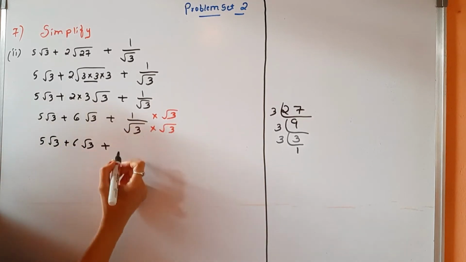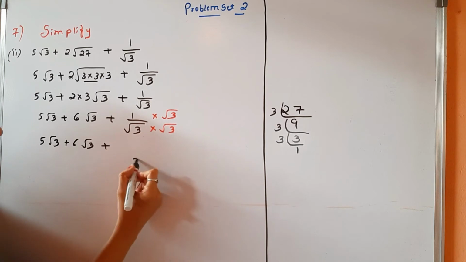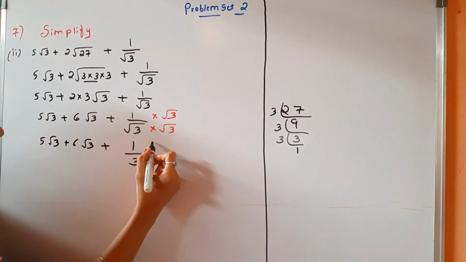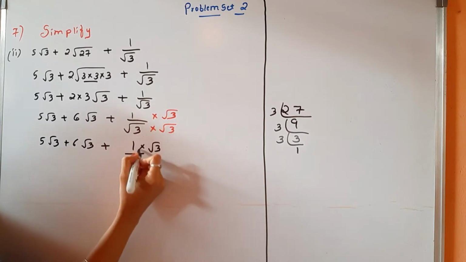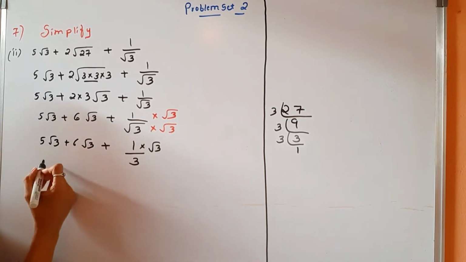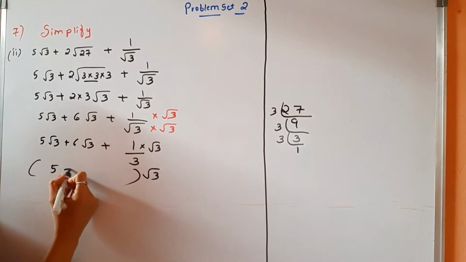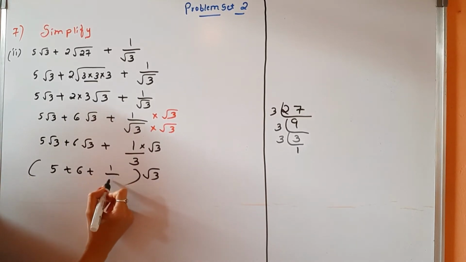See, root 3 into root 3 will get 3, and here root 3. Okay, so write 1 upon 3, and here write root 3, so that it will be easy for us to take out root 3. Now root 3 is common over here, so take root 3 out. What is remaining? 5 plus 6 plus 1 upon 3.